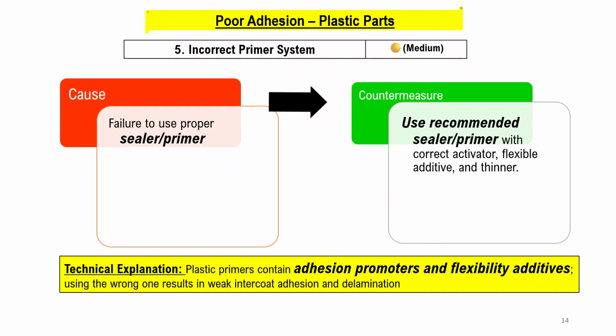Number five, probable cause could be an incorrect primer system. Failure to use a proper sealer or primer. Plastic primers contain adhesion promoters and flexibility additives. Using the wrong one results in weak intercoat adhesion and delamination. Therefore, use a recommended sealer or primer with the correct activator, flexible additives, and thinner.